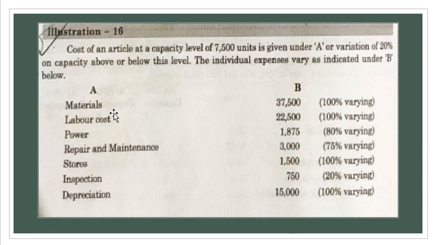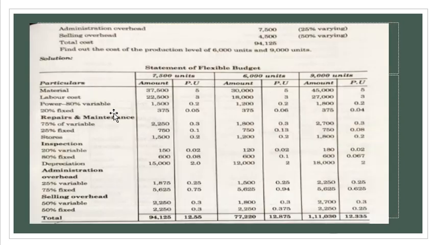Next we have power. In power 80% is varying, so the remaining 20% is fixed. So out of 1,875, 80% is varying. So 80% of 1,875 will give us 1,500 as variable expenses.